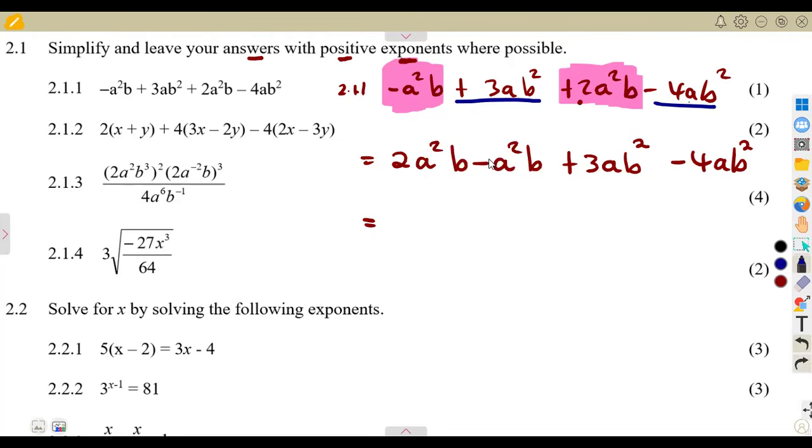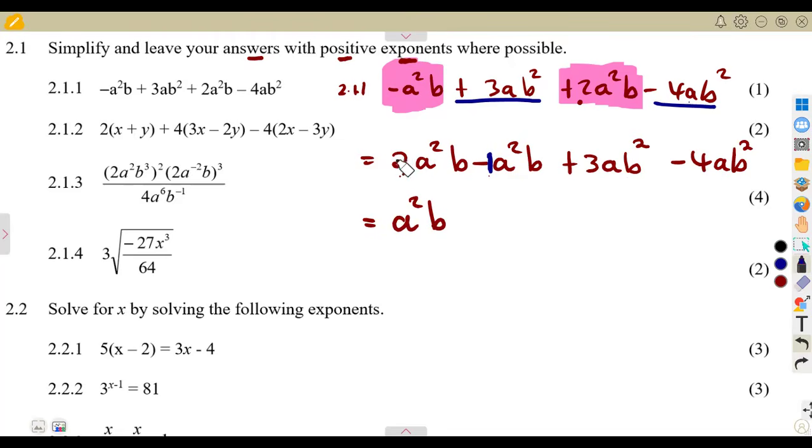So you simply have to consider your coefficient. What is it that you're subtracting? 2 and 1, so that's 2 minus 1. That was going to be 1a squared b. But 1a squared b can be written as just a squared b, right? Whenever there's a 1, it's just like 1x. It is the same as x.